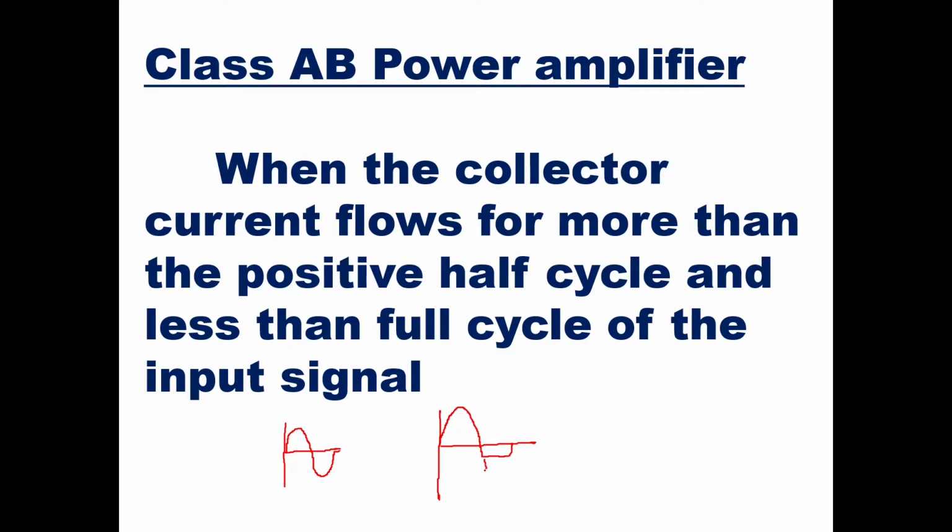That means this part is going to be clipped, so it is going to take part of the next cycle. So this is the input and this is the output for class AB operation. Now in this output, we are adjusting the Q point because we want to eliminate one disadvantage of class B that we saw, and that was crossover distortion.